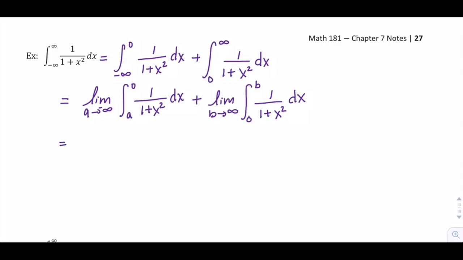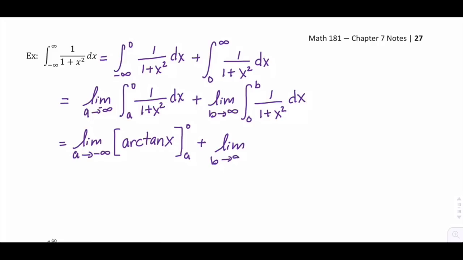The integral of 1 over 1 plus x squared is going to give us arctangent. So this becomes the limit as a goes to negative infinity of arctan of x evaluated from a to 0, plus the limit as b goes to infinity of the same thing, arctan of x, but our limits are different here, from 0 to b.